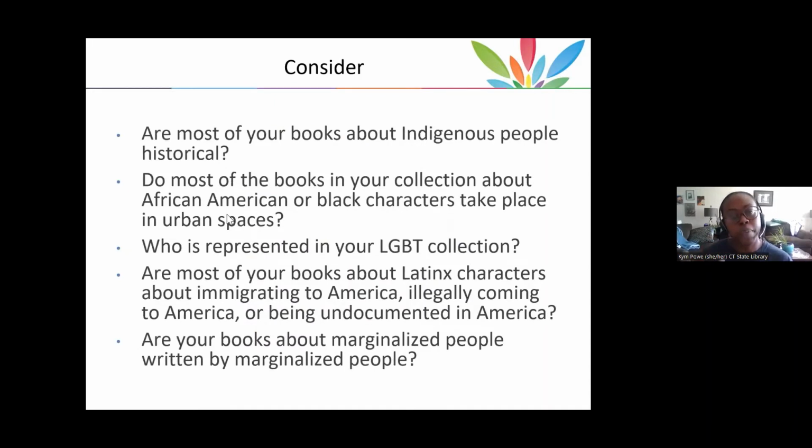So when thinking about your classroom collections, and I know there's all sorts of librarians here, public, school, I'm just going to say classroom collections because that's what the title of this is, and you can do the verbal manipulation in your mind. So think about, are most of the books in your collection about Indigenous people historical? Do most of the books in your collection about African-American or Black characters take place in urban spaces? Like we don't see Black people in suburbia or rural spaces.